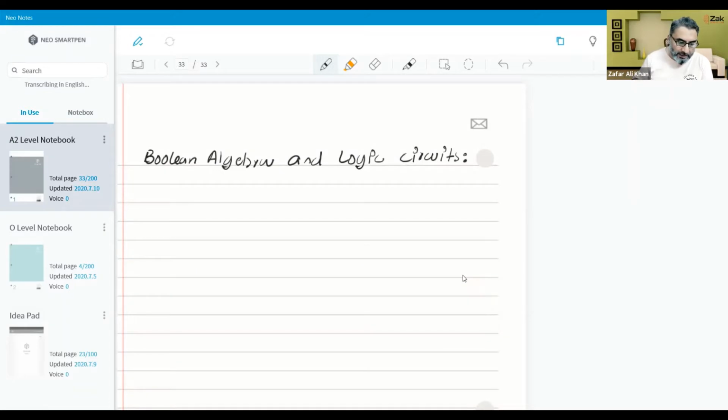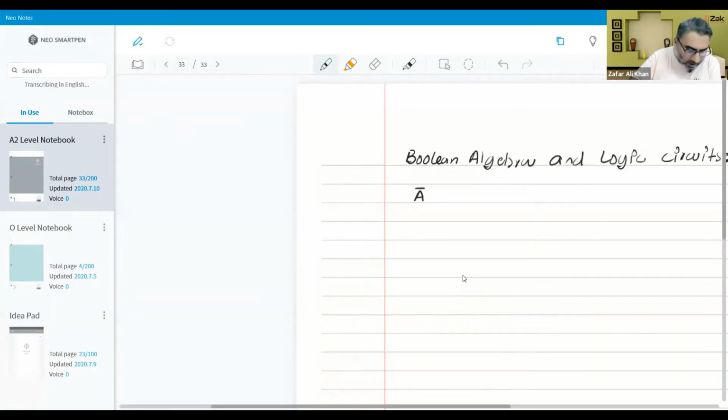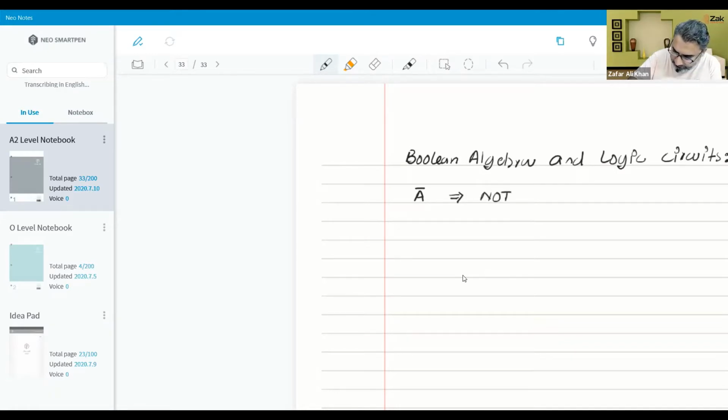Okay, the notation we will now use to represent these two Boolean values, true and false, is this. We won't be using that complement thing, rather we will be using the bar. So A naught, which is also written as not A. All right, so we will be using this notation.